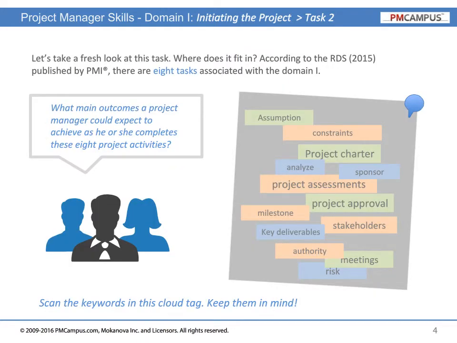Let's take a fresh look at this task. Where does it fit in? According to the RDS 2015 published by PMI, there are 8 tasks associated with the Domain 1. What main outcomes could a project manager expect to achieve as he or she completes these 8 project activities?